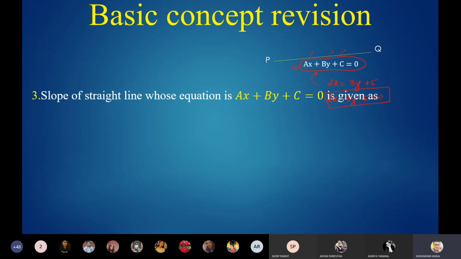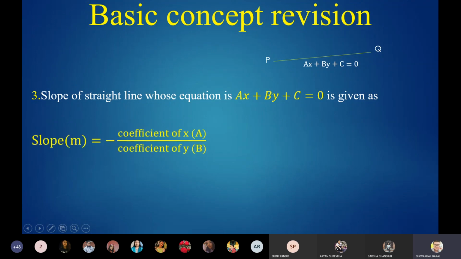Okay, so write the formula. Slope of a straight line whose equation is ax plus by plus c is equal to 0 is given as slope m is equal to minus coefficient of x upon coefficient of y. The coefficient of x is a and the coefficient of y is b, or simply you can write minus a upon b. Okay, remember this formula also. Just write it first.